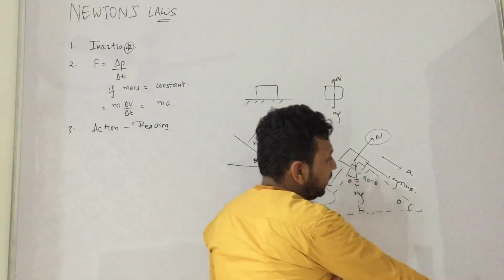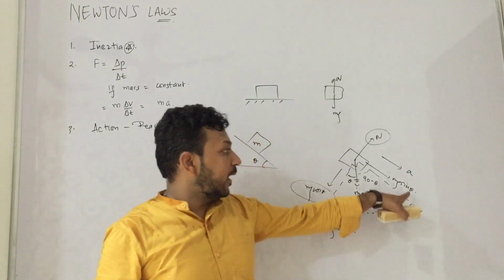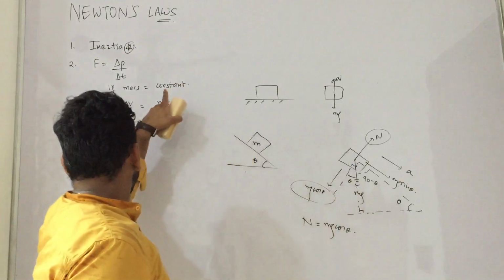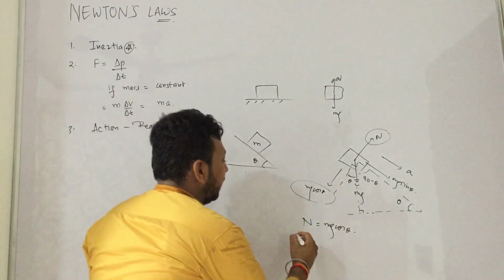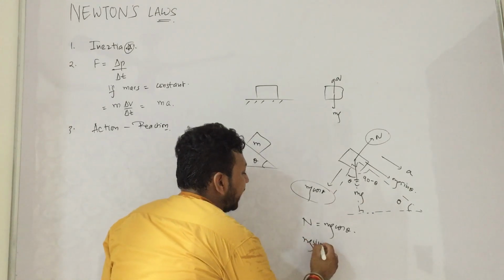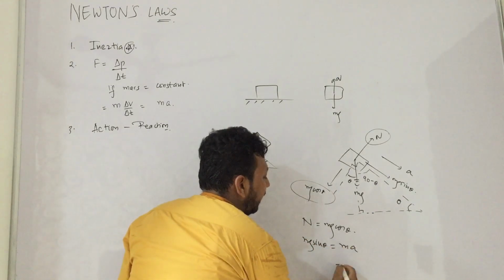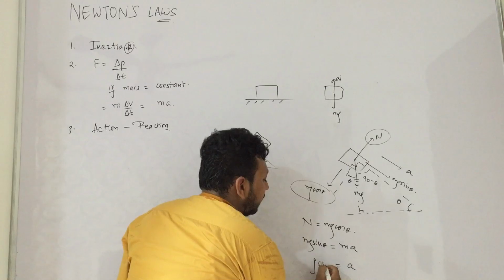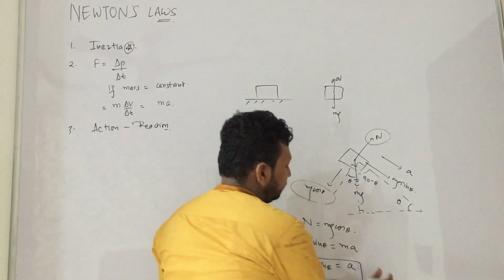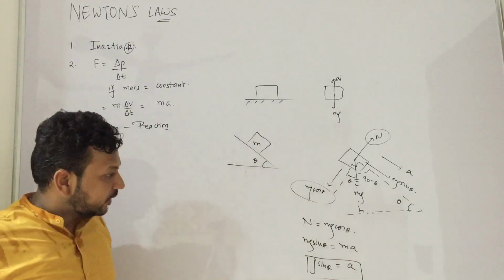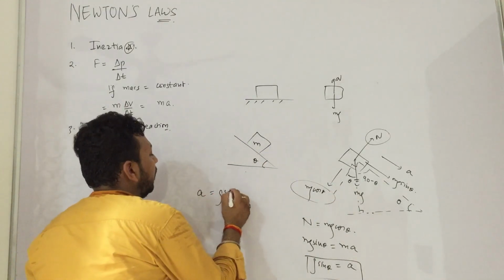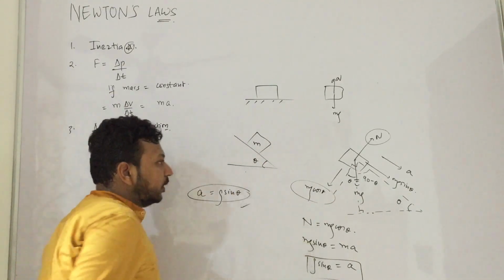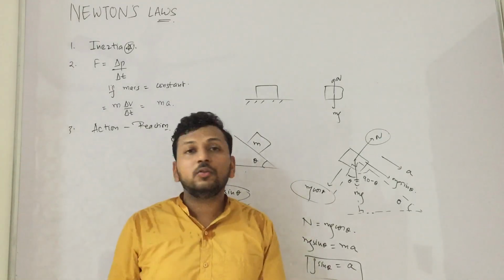And this object is going downwards. There is only one force. We will apply Newton's second law, which is net force is mass into acceleration. So we will write mg sin theta is equal to ma, and acceleration will come out to be g sin theta. If it's not visible, I will just write here a is equal to g sin theta. So this is the acceleration. That is how you solve it.